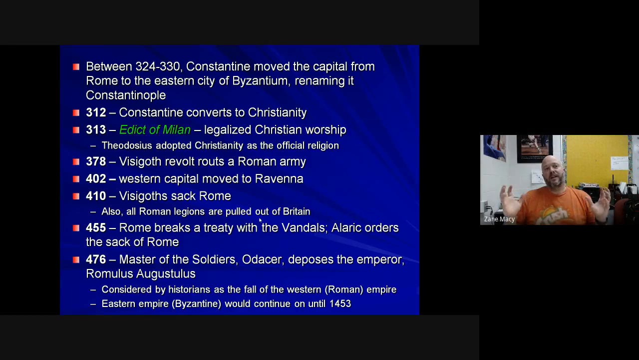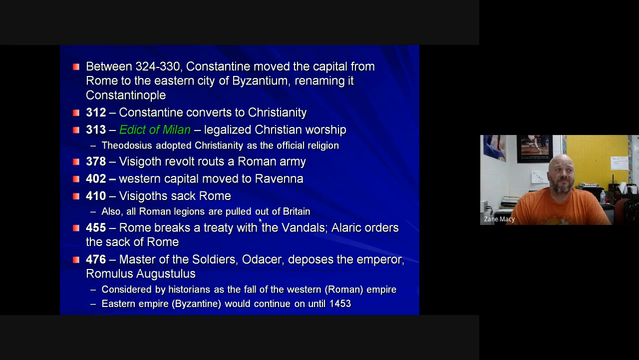Again, the capital of the entire empire had moved from Rome to Constantinople, but people were still looking at it as the Eastern Roman Empire or the Byzantine Empire, the Western Roman Empire, the Roman Empire. The Western capital in 402 gets moved from Rome to the city of Ravenna, farther to the north.